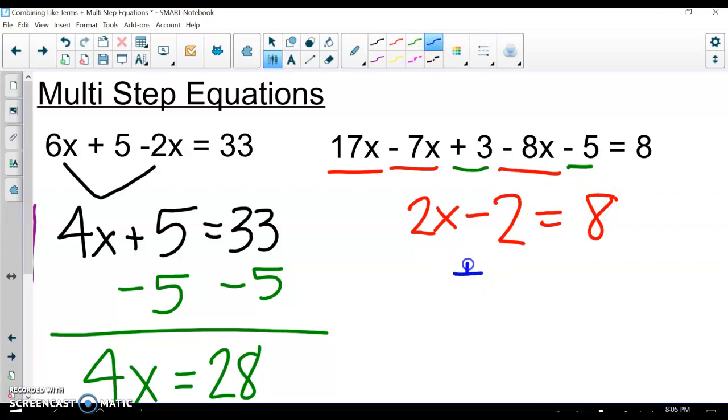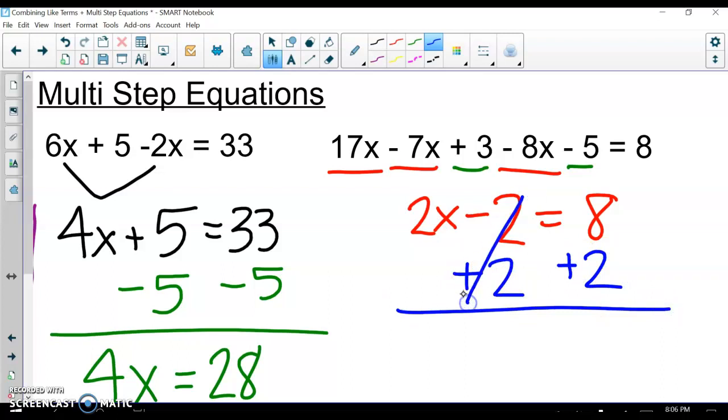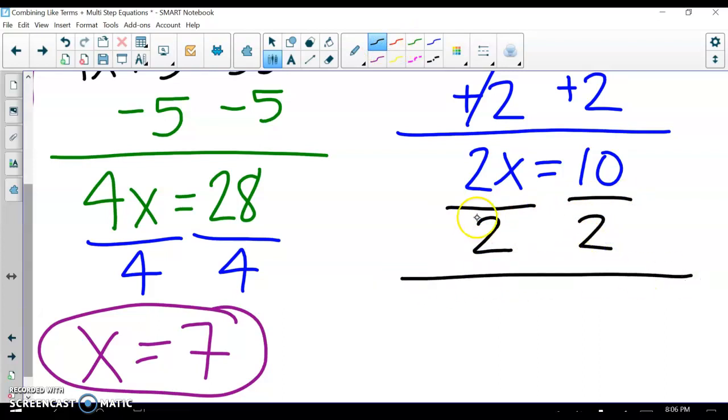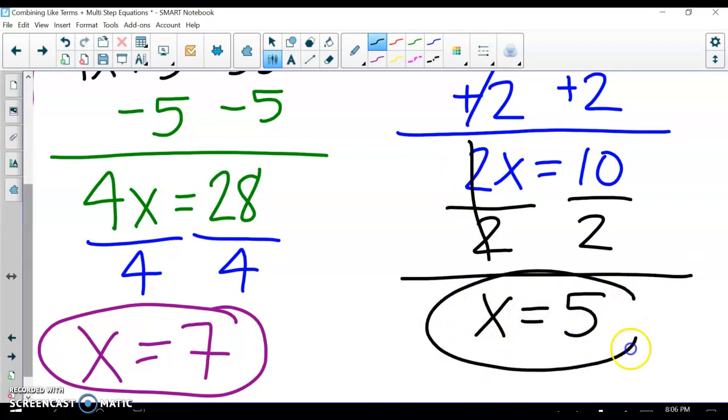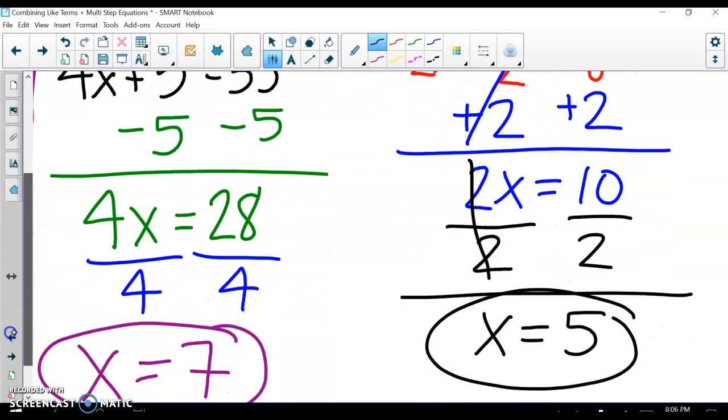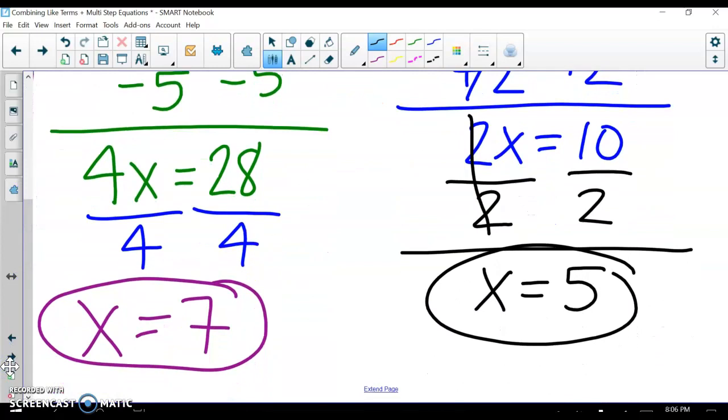So let's solve that. The opposite of subtraction is addition. So we add the 2. These cancel out. We're left with 2x is equal to 10. Here we have multiplication, so we are going to divide because the opposite of multiplication is division. These cancel out and leave us with 1x is equal to 5. And that is how we solve some multi-step equations by combining our like terms and then following our regular 1 and 2 step process.